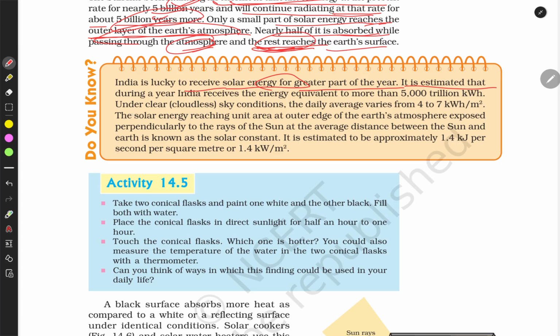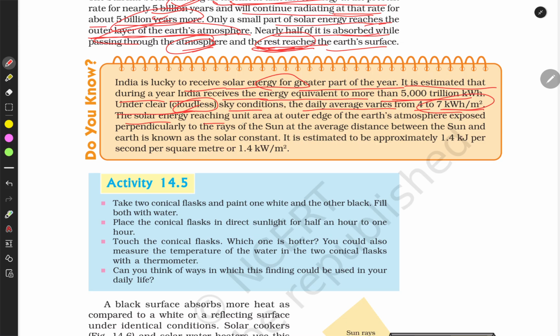It is estimated that during the year, India receives energy equivalent to more than 5,000 trillion kilowatt hours under a clear cloudless sky. The daily average is 4 to 7 kilowatt hours per square meter.